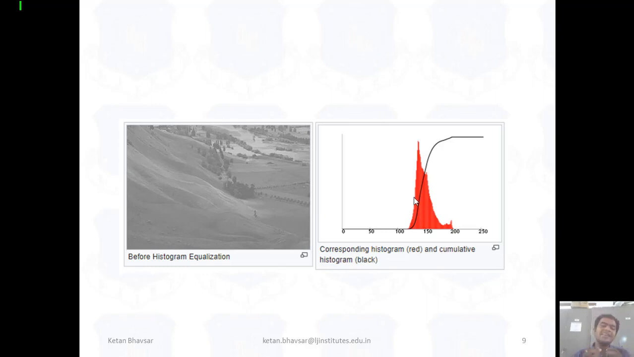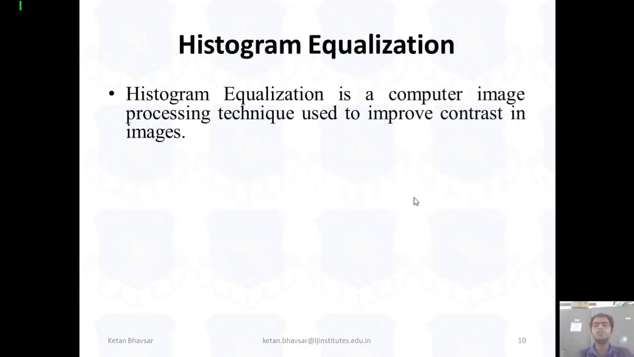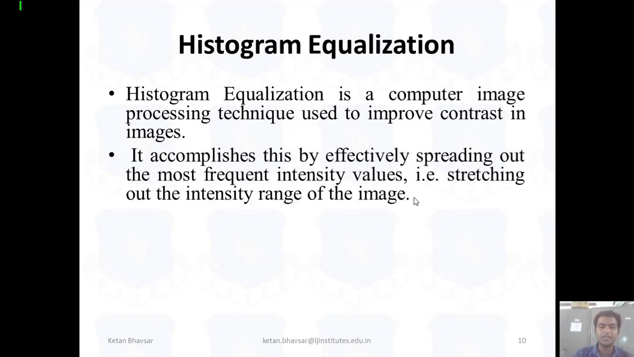So now to increase the quality of the image or to improve the contrast of the image, we have to use the histogram equalization method. Histogram equalization is generally used to balance the histogram of the particular pixels or particular frame. So what is histogram equalization? Let's see. Histogram equalization is a computer image processing technique used to improve the contrast in an image. It accomplishes this by effectively spreading out the most frequent intensity values. It means stretching out the intensity range of the image.